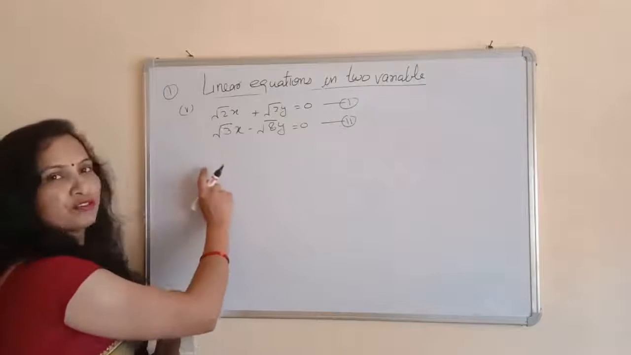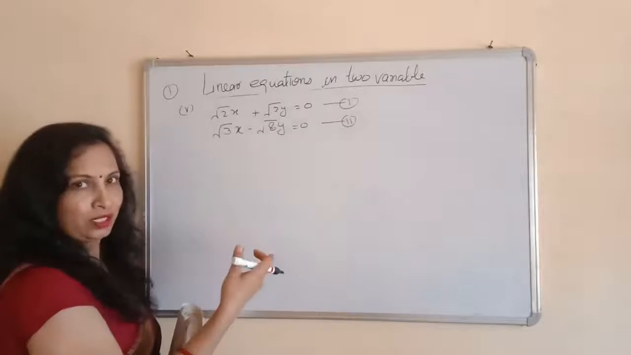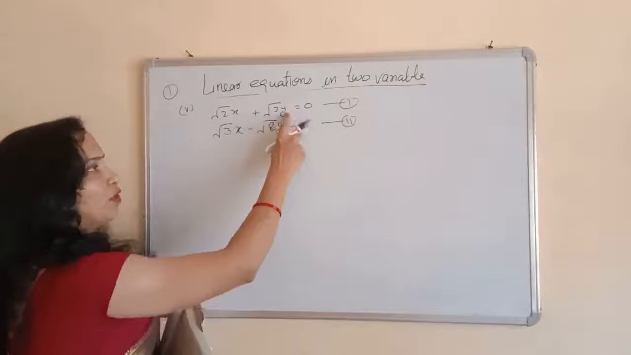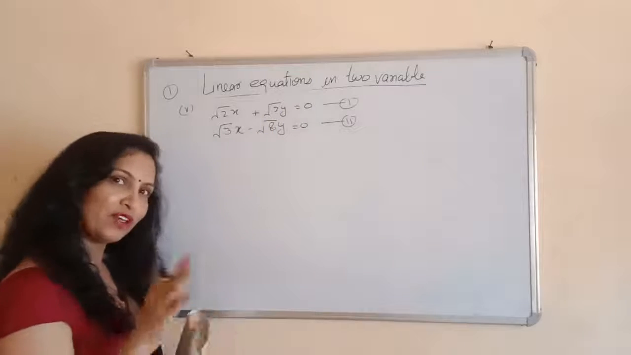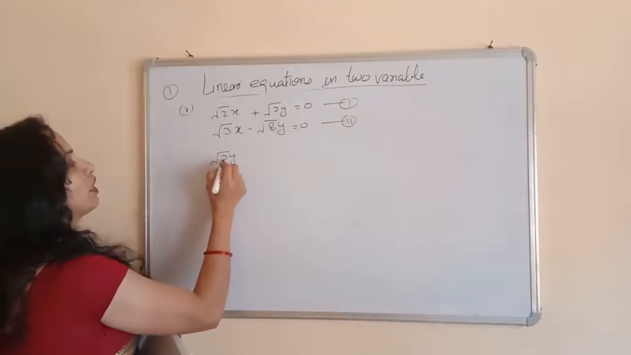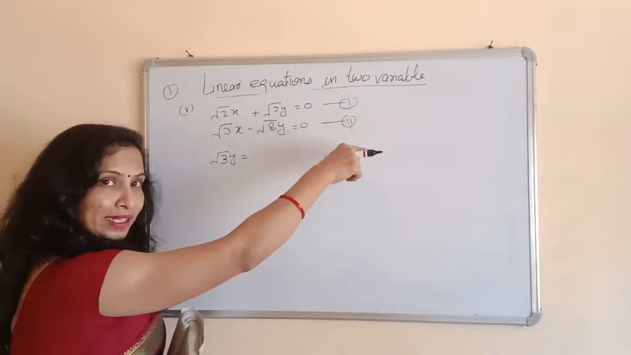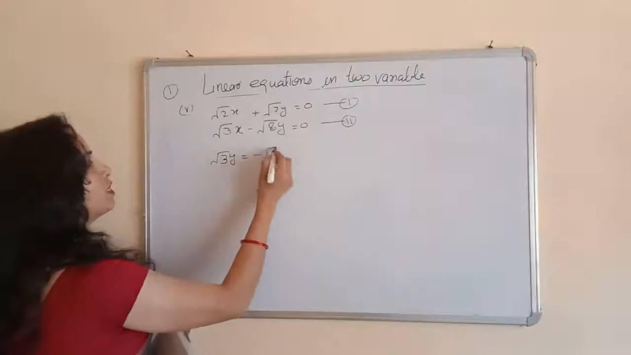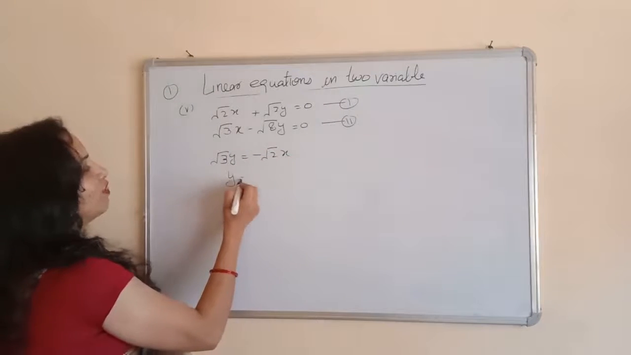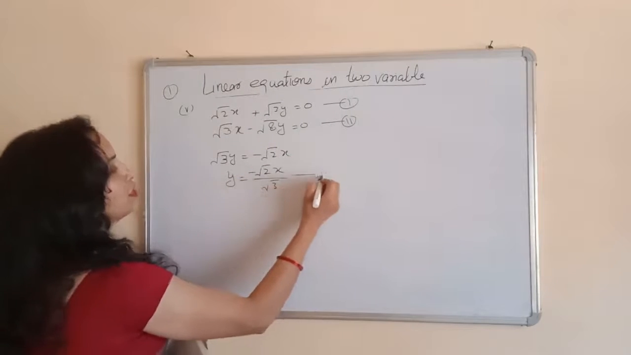Suppose we are taking equation 1, and in this question I am going to find the value of y. In the first part we found the value of x. So in the second part we are going to find the value of y here. So root 3 y is equal to root 2 x will be there, and on the RHS it will be negative. So the value of y is minus root 2 upon root 3 x. This is equation 3rd.